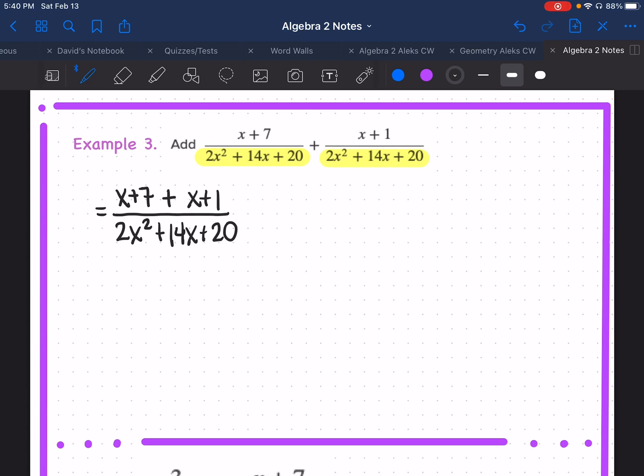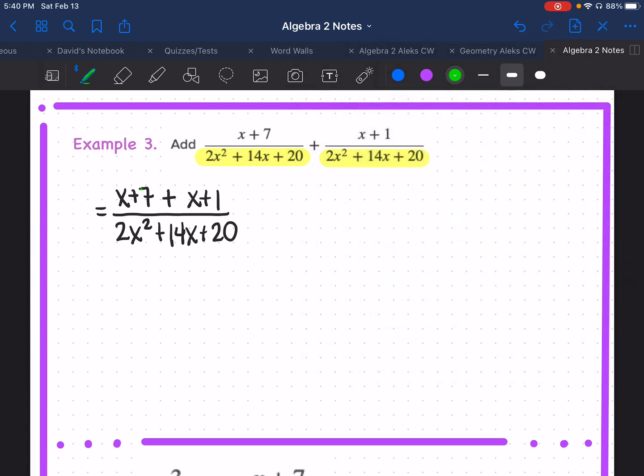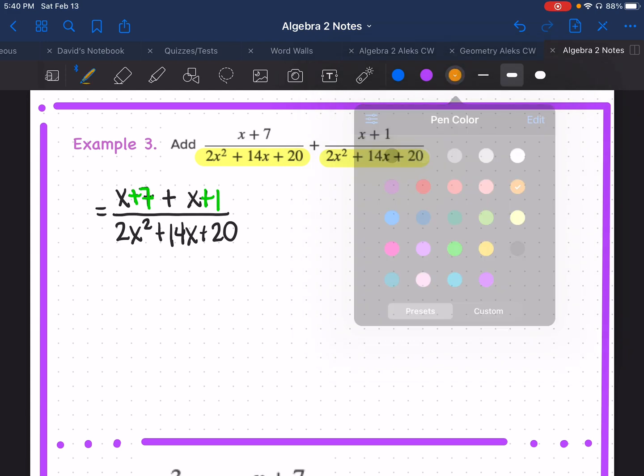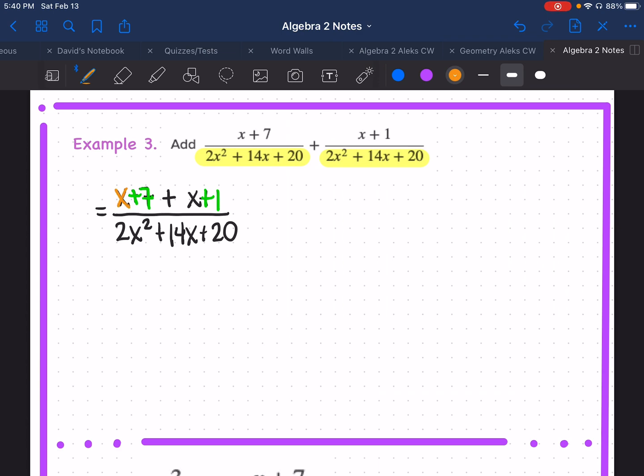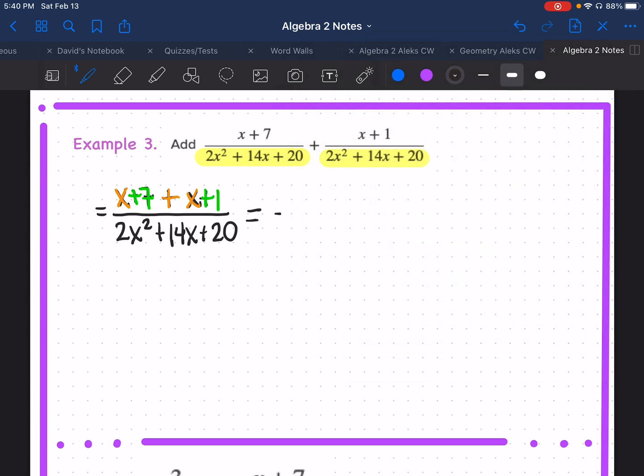I'm going to go ahead and combine my like terms. So just like before, the 7, which is positive, goes with the 1, which is also positive. I know they don't really match, but let's use the orange. I have x plus x, just so that you can see what goes together in the numerator. So x plus x would give me 2x, and 7 plus 1 would give me 8.